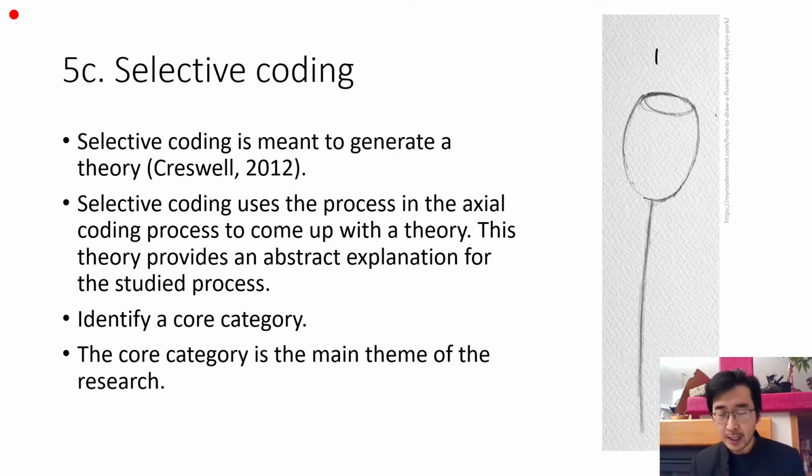Again, selective coding uses something called abductive reasoning around the core category, and your core category becomes the main theme of your research. The whole idea is to take all the categories that you have collected and unify them around one core category to create your theory.